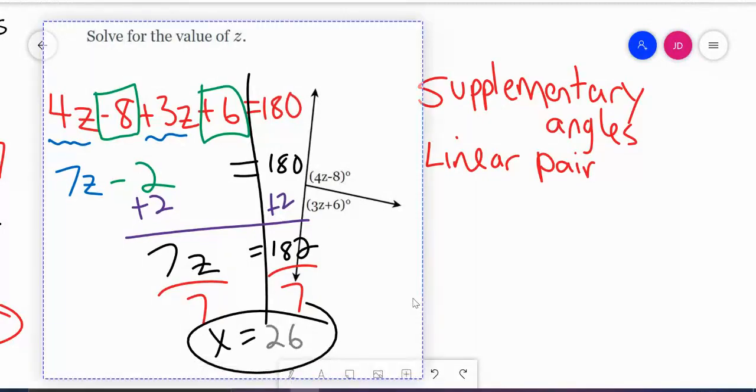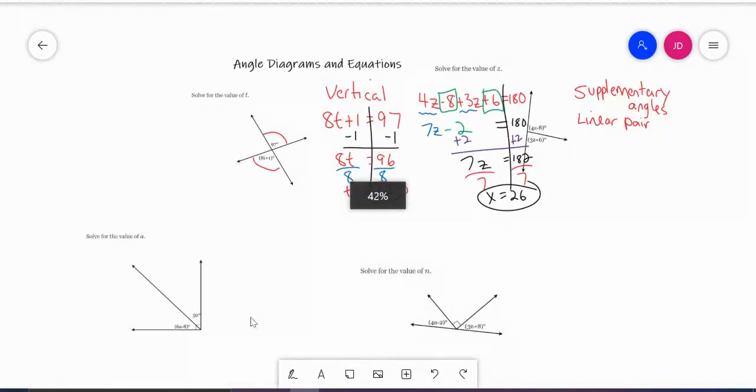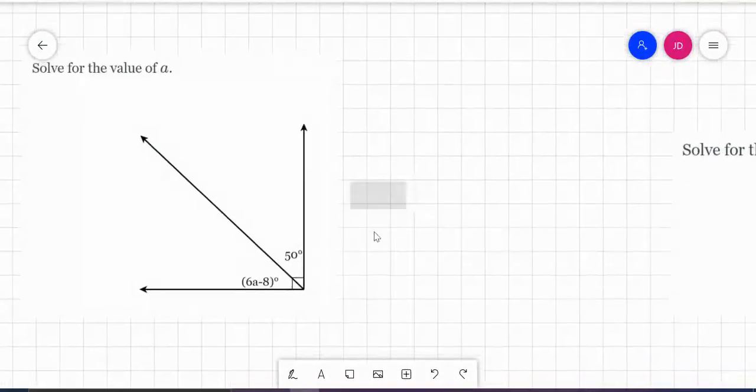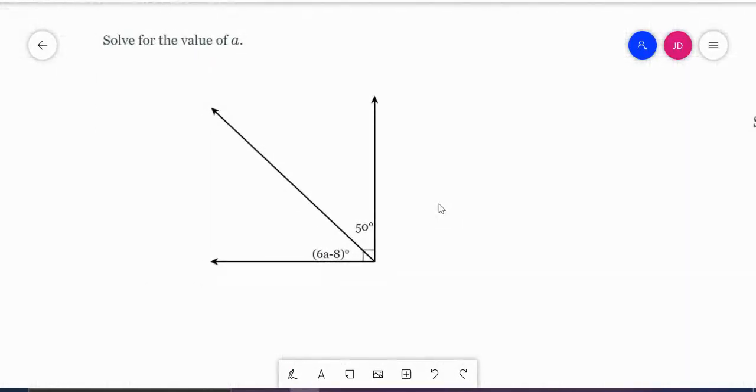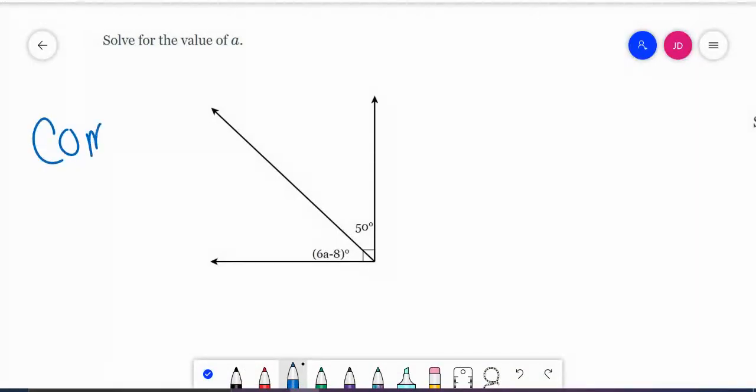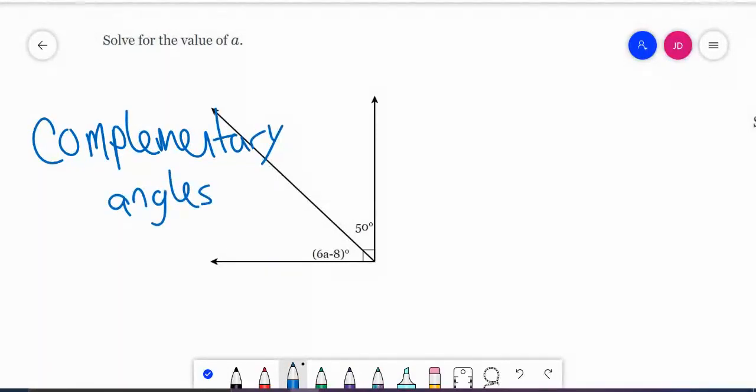Let's look at another kind of problem. Ooh, right here. Again, adjacent angles share a common ray, and they are also complementary. So these are complementary angles. That means you take these two angles and add them up to 90 degrees.